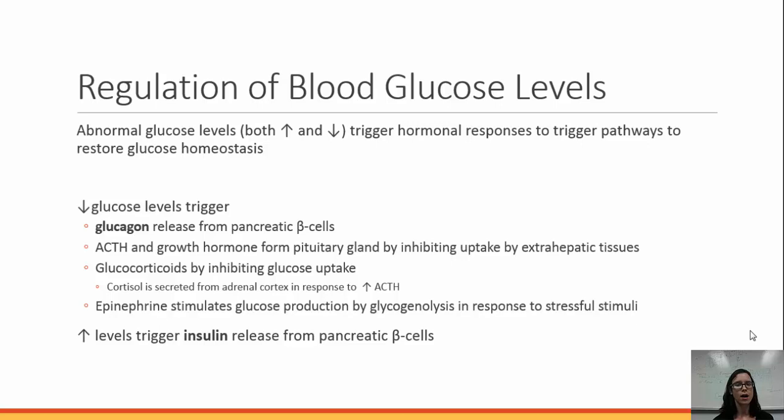Okay, so how are our blood glucose levels regulated? I'm sure, well, I hope people have had a lot of exposure to this topic in the past, but basically, abnormal glucose levels, both hypo and hyperglycemia, trigger hormonal responses to restore glucose homeostasis. So if we have hypoglycemia, basically we have glucagon that is stimulated from the pancreas. It's saying we need more glucose, so we need to break down glycogen, we need to have gluconeogenesis.